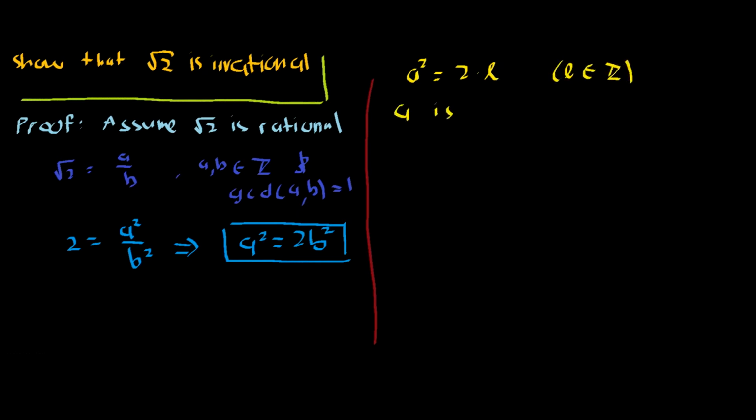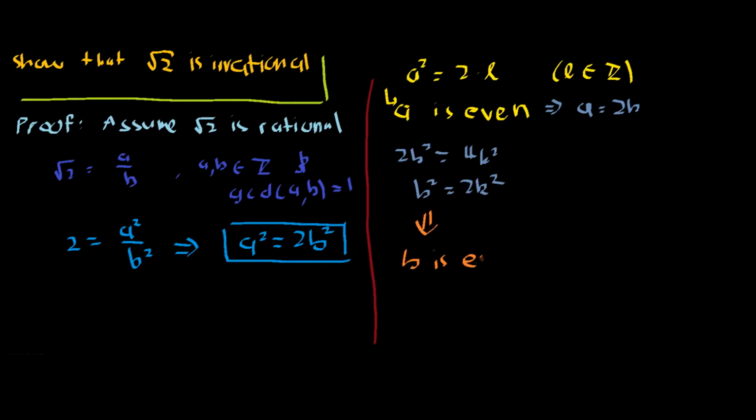So let's just say a is equal to 2k, where k is some integer. Substituting this back, we have 2b squared is equal to 2k all squared, which is 4k squared. Dividing through by 2, we get b squared is equal to 2k squared. And then from this, we can also see that b squared is even, implying that b is even.